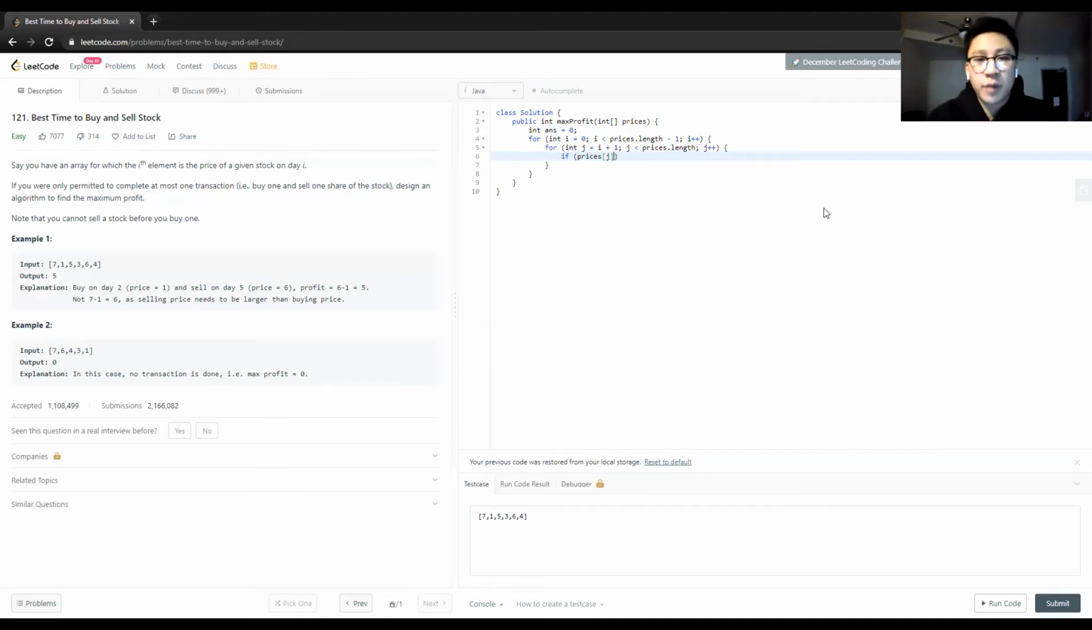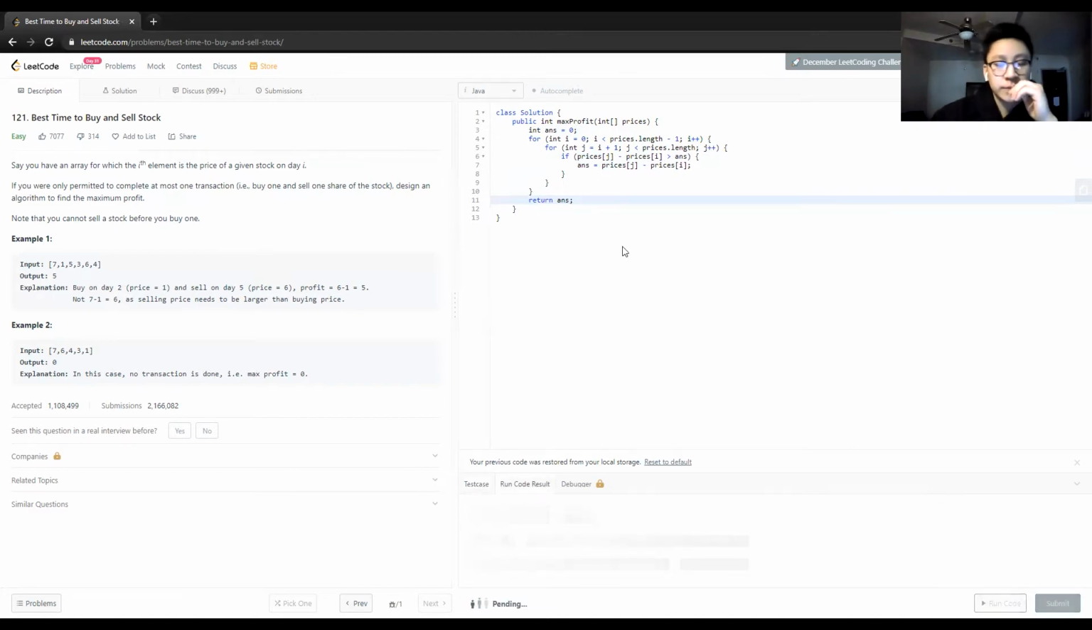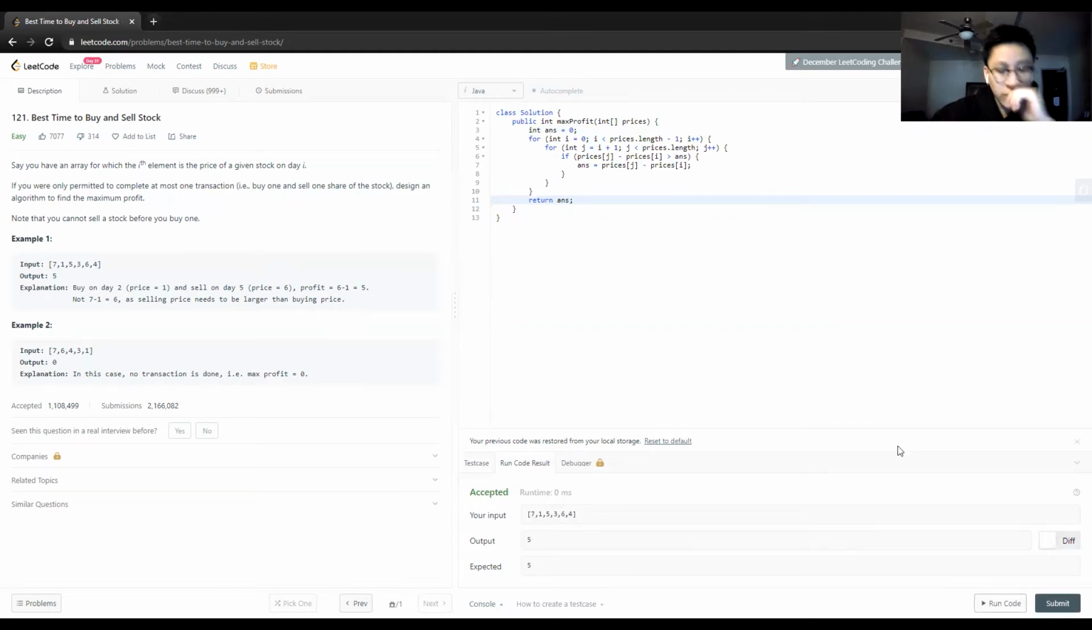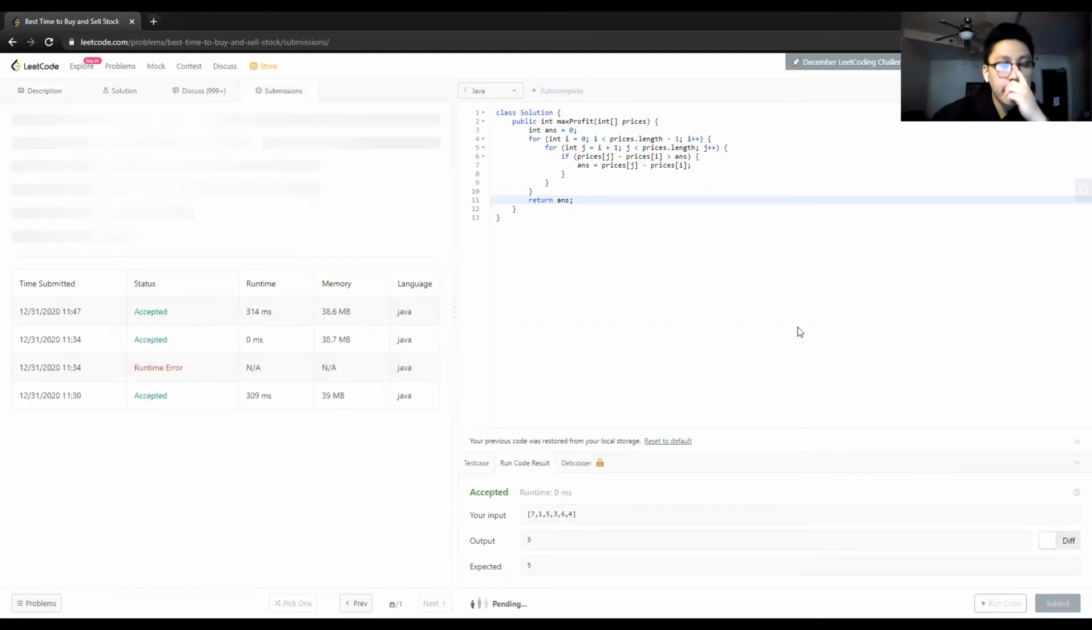So if the price that we sell at minus the price that we buy at is greater than our current answer, we're going to set answer equal to this, because this is the quote-unquote max profit, right? And after the for loops, we return answer. So this is done, realistically. So if we run this code, okay, cool. We'll submit it.